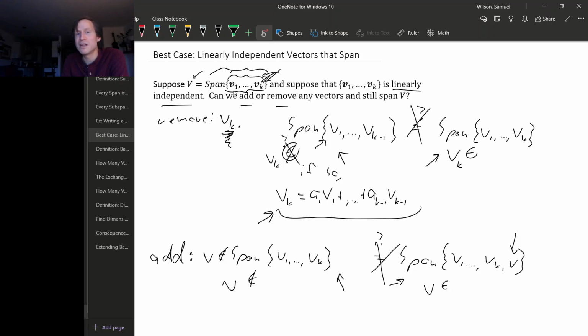So spanning with a linearly independent set is the best because that means that every vector that shows up in your spanning set is a necessary part of producing the vector space, or the subspace, that you actually started with. If you add or remove any vectors and keep this set linearly independent, then you get a different span. So spanning with linearly independent vectors is really the best.